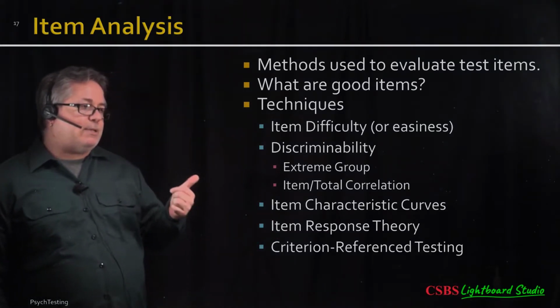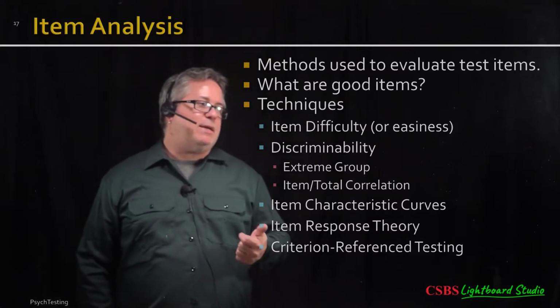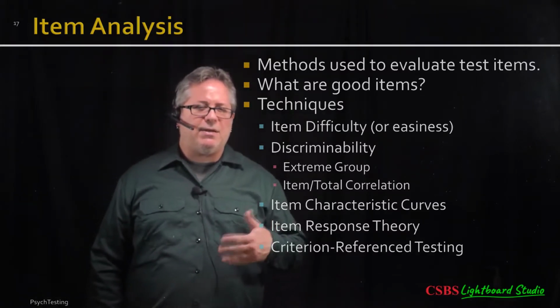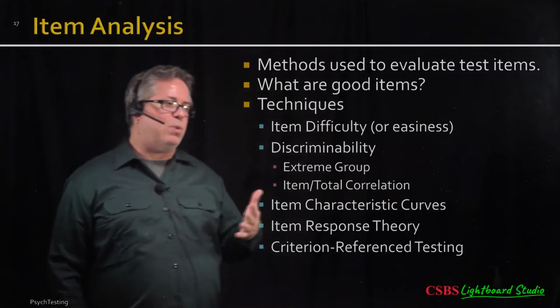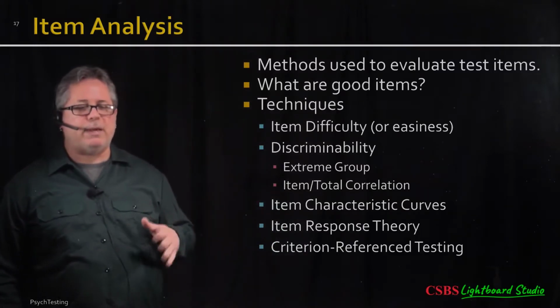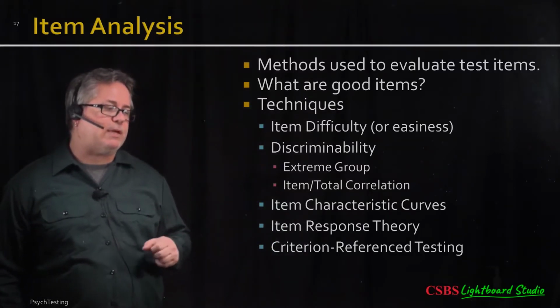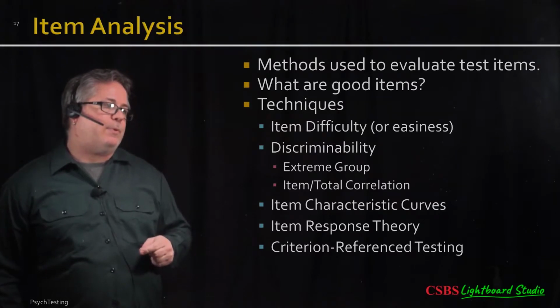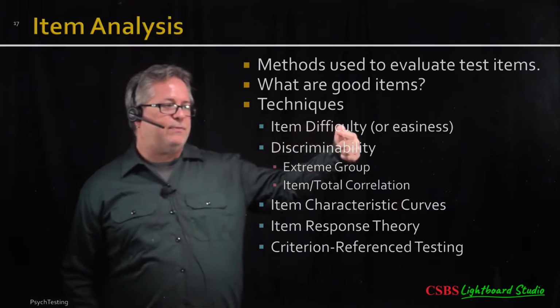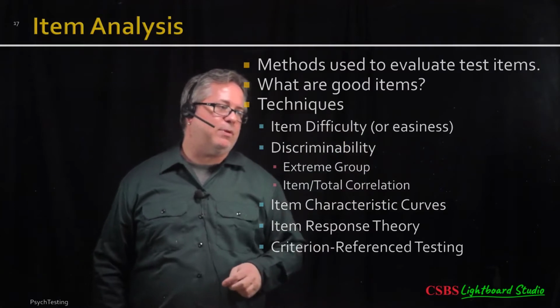So when we talk about item analysis, these are methods used to evaluate test items, like which items are good or bad, and there's actually different ways of thinking about that. It's not just one answer to good and bad. There's at least two different ways of thinking about it, which are the item difficulty and the item's discriminability.